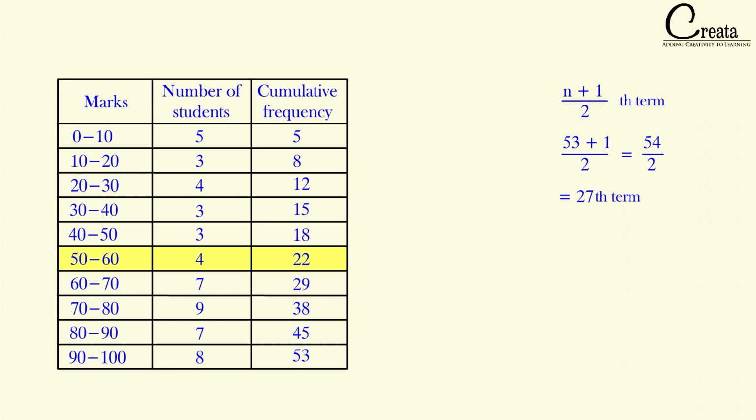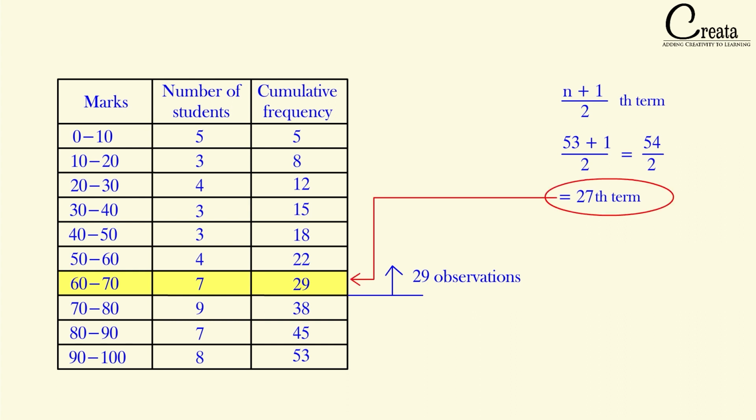Here if you observe, we have a cumulative frequency of 22. It means up to this row we have covered a total of 22 observations, and up to this row we have covered 29 observations. So the 27th observation will be in this range, in the range of 60 to 70. Are you understanding? Up to this row we have covered a total of 22 observations: 5 in the first, 3 in the second row, 4 in the third row, and so on. Our middle term, the median, is the 27th term, so it will be somewhere between 60 and 70.